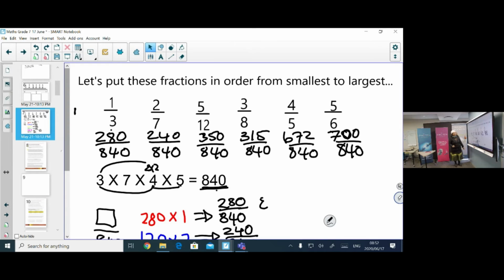So you can clearly see that the smallest will be 240. So this is our smallest, number 1. Followed by which one? You see that 280. That's our number 2. Number 3 is this one. Number 4. Number 5. And the biggest is that one. So you could not tell when they were written with different denominators, but once you convert them to the same denominator, you are able to do comparison.